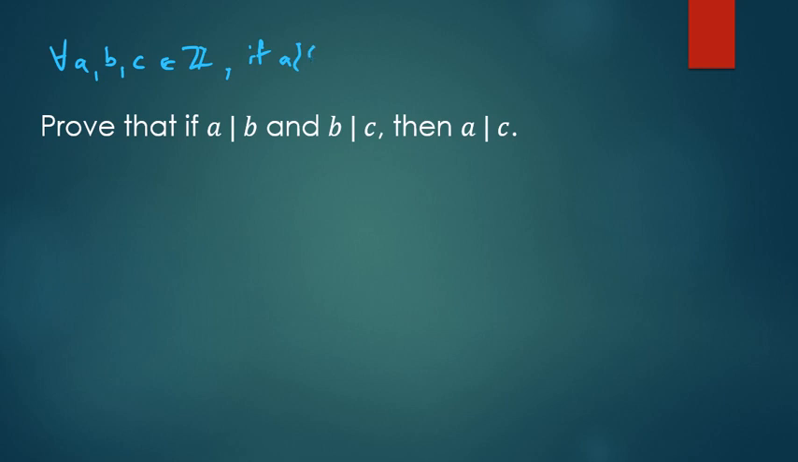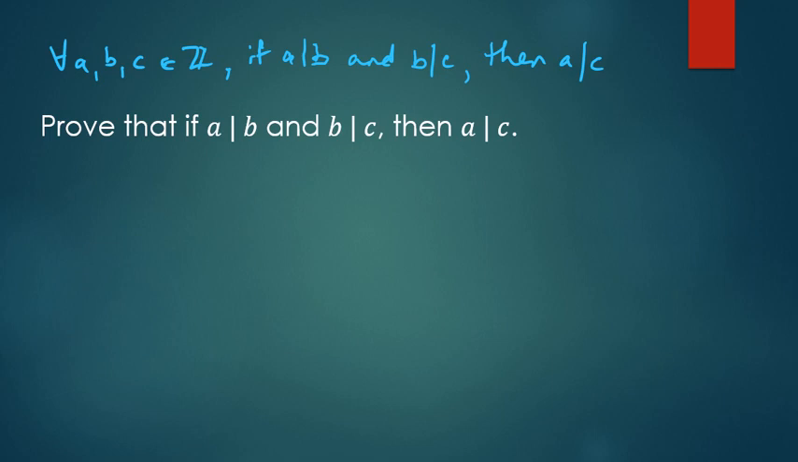If A divides B, and B divides C, then A divides C. The conditional statement is just given to us right in that sentence. It's really easy just to copy that over. But that's the quantified statement.